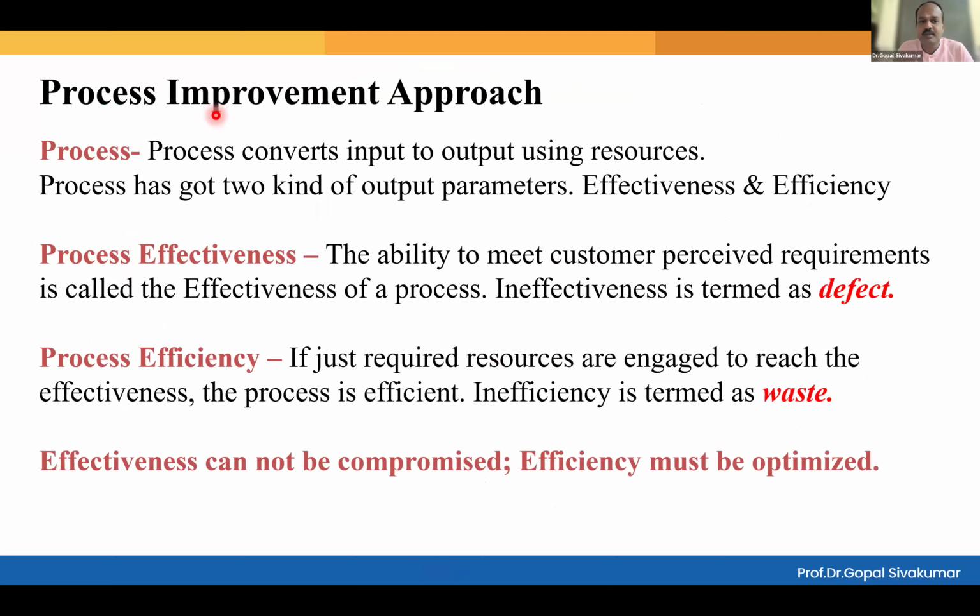And now the process improvement approach, all of you are very, very clear. Process effectiveness, process efficiency. Process effectiveness means defect-free product. Process efficiency means waste-free operations. We started 7 o'clock, right? Now 8:20. How many minutes? 60 plus 20, 80 minutes. Are we productive all the 80 minutes? Then only we can say we are waste-free.